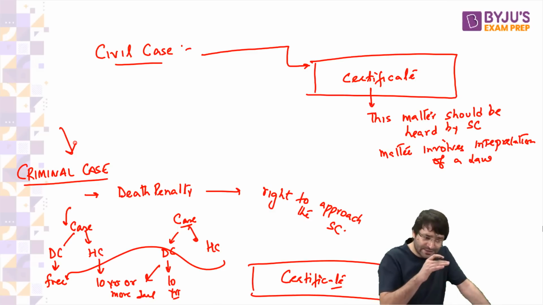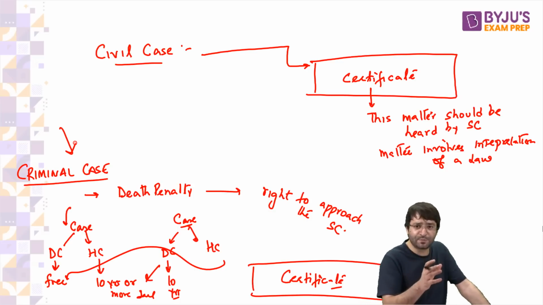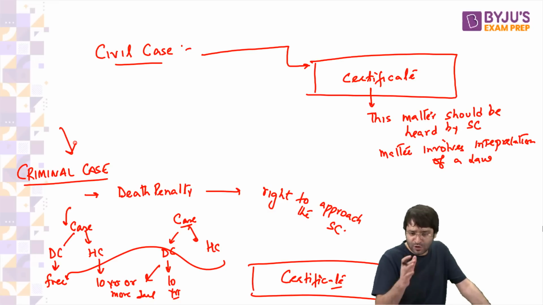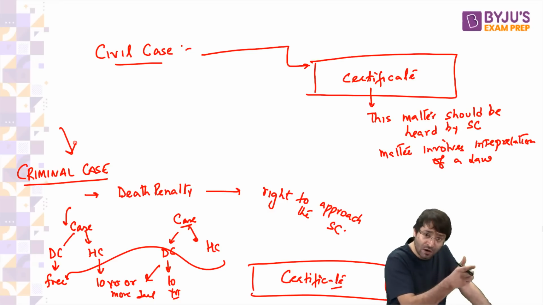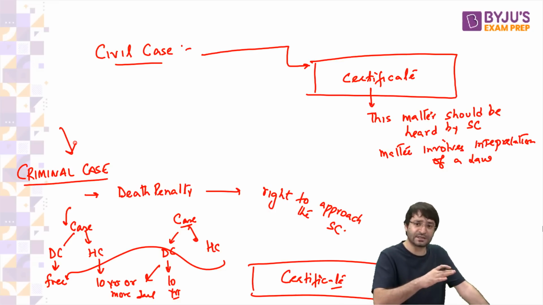So on all civil cases, criminal cases, and constitutional cases heard by the High Courts, you can file an appeal before the Supreme Court through certificate issued by the High Court, where the High Court says that this case is fit to be heard by the Supreme Court, or this case involves interpretation of the Constitution and as such should be heard by the Supreme Court, or this case involves interpretation of a law and as such should be heard by the Supreme Court. Supreme Court will hear these cases on appeal.